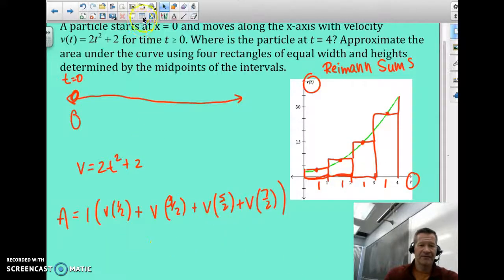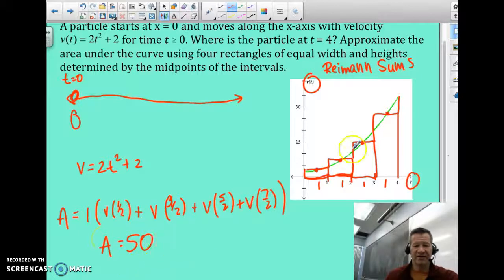So the approximate area would be about 50. No units because they don't give any, but that would be the total movement of the particle. Between 0 and 4, it'll move from 0 over to 50. It's moving to the right, I know, because the velocity is positive. Remember, when velocity is positive, the object moves to the right 50 units. We can kind of guess that this is about correct.